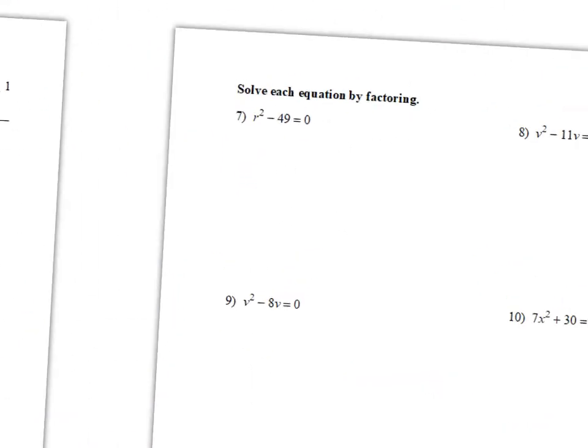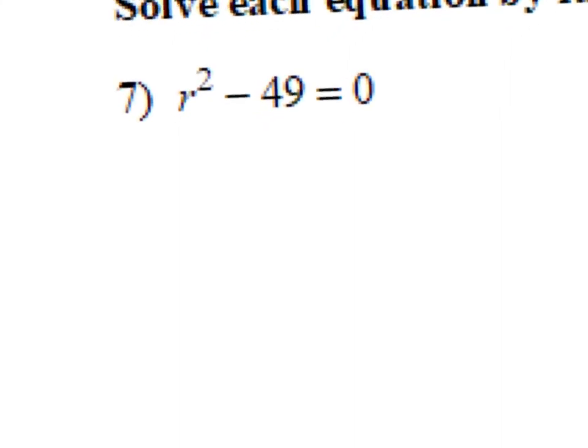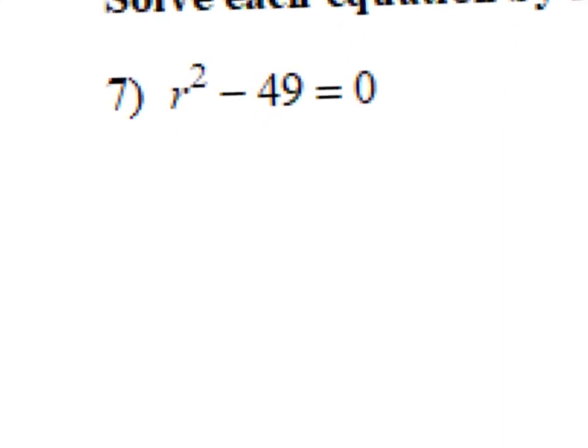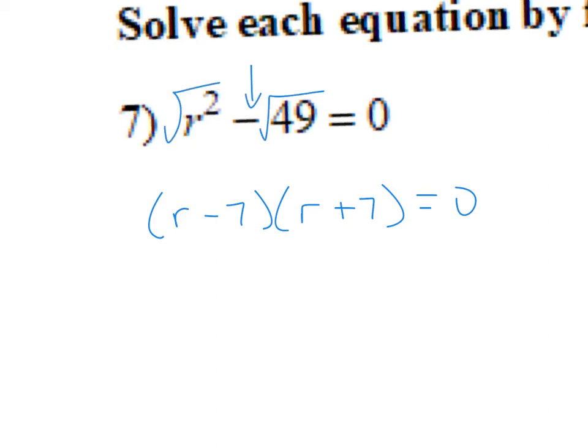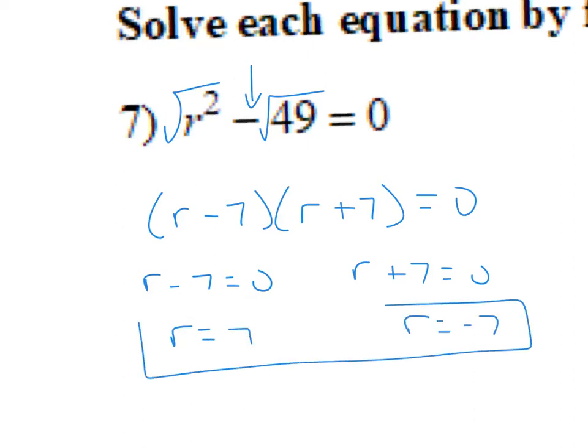All right, moving over to the back page here. So this one is a difference of squares, so I'm going to break it down to r minus 7 and r plus 7, and that's going to equal 0. Again, difference of squares. Do I have subtraction? And can I square root? Okay, so now I've got r minus 7 equal to 0 and r plus 7 equal to 0. So I end up with 7 and negative 7 when I solve them.